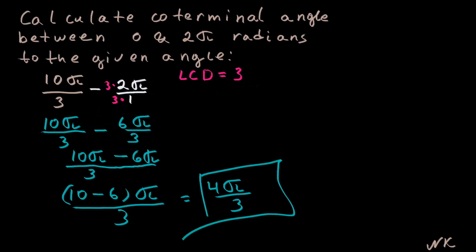If you are not sure if your fraction is less than 2 pi, plug in 4 divided by 3 into a calculator. You will get 1.333333. This means we have 1.333, which keeps on repeating, pi, and this is less than 2 pi.